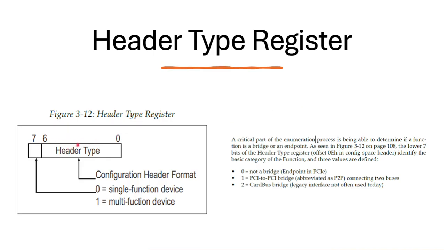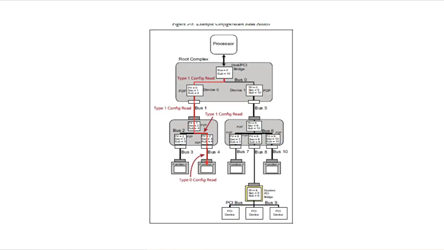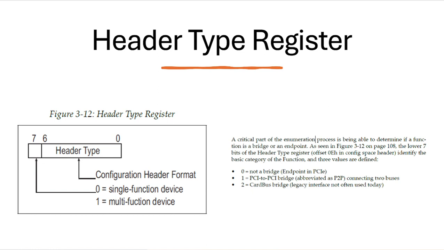Header type, bits 0 to 6, indicates the device type: 0 indicates an endpoint, 1 indicates a bridge, and 2 indicates a CardBus bridge. Bit 7 indicates whether it is a single-function device or a multi-function device. By reading the header type, it will understand the type of the device, whether it is an endpoint, a bridge, or a CardBus bridge.